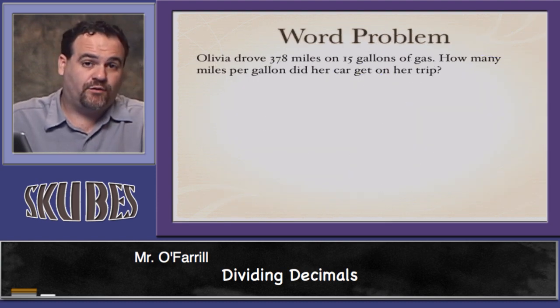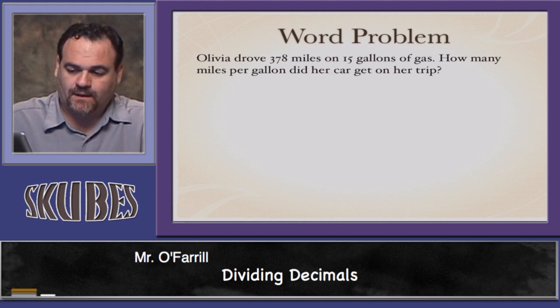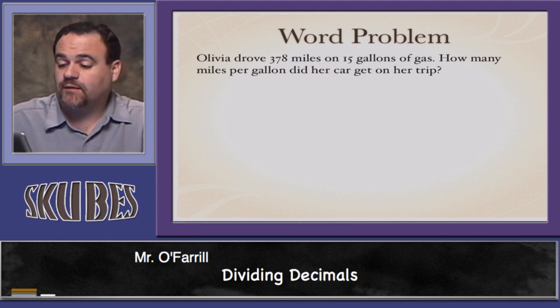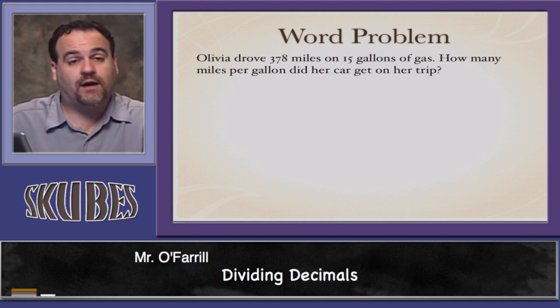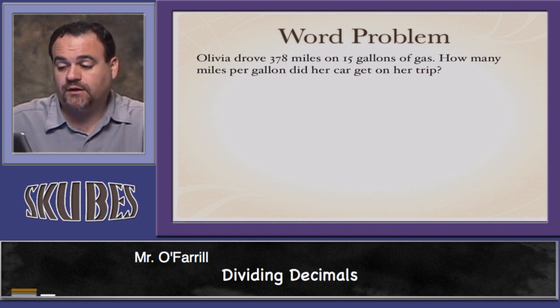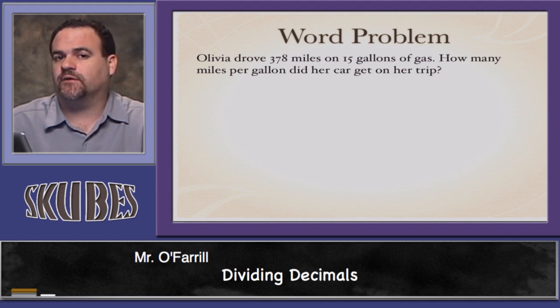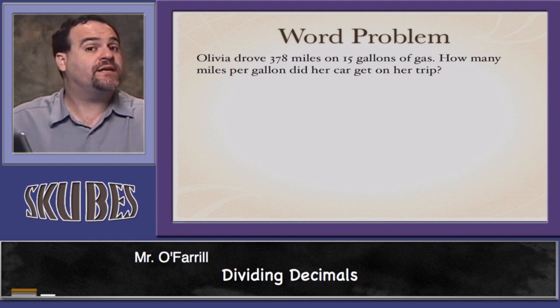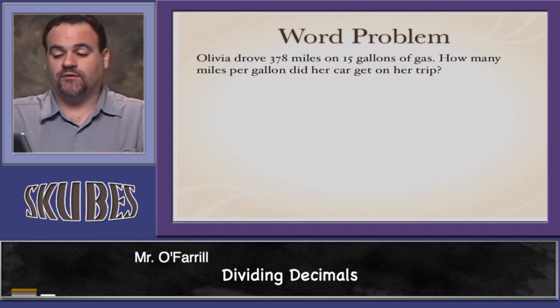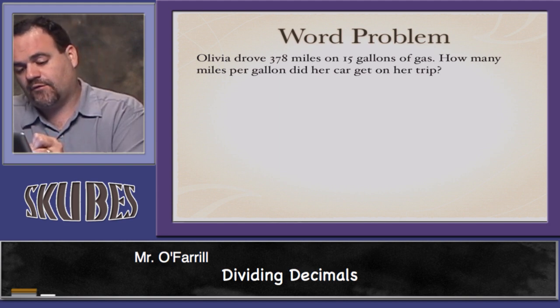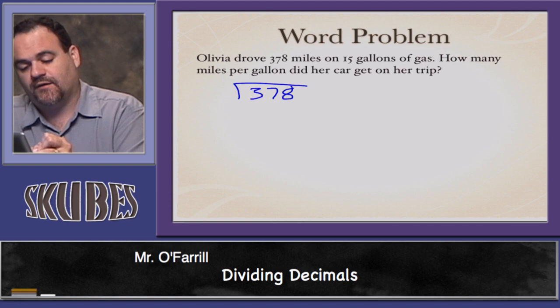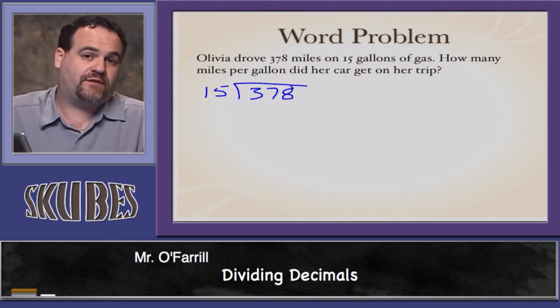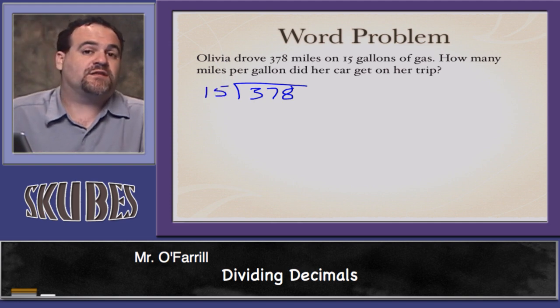Now let's apply what we've been doing in the context of a word problem. Olivia drove 378 miles on 15 gallons of gas. How many miles per gallon did her car get on her trip? You might be thinking to yourself, hey, there's no decimals in here. You're right. There aren't any yet. But let's take a look at how we'll handle this. We're going to do 378 miles divided by 15 gallons of gas. Seems simple enough to begin.